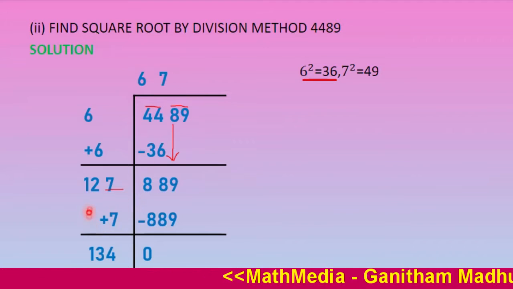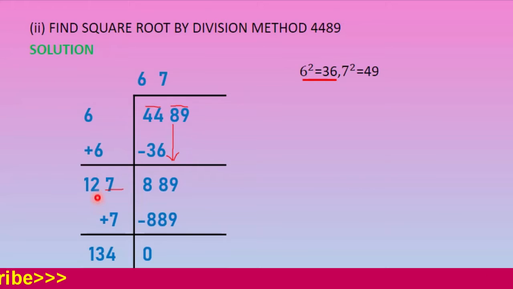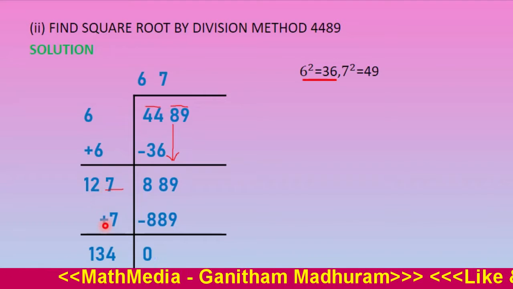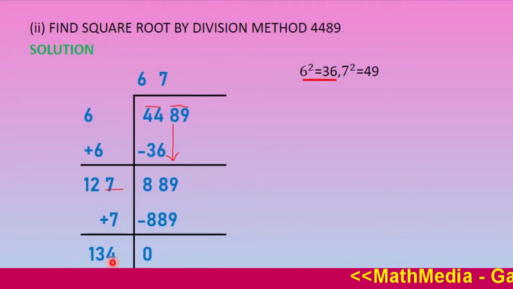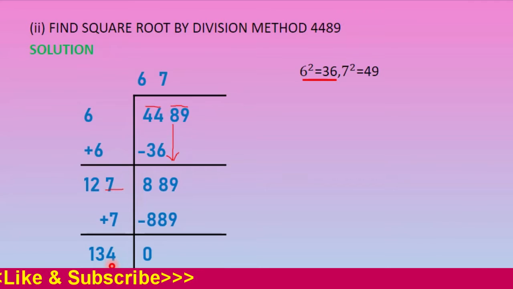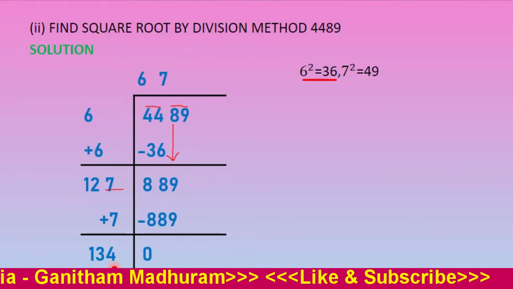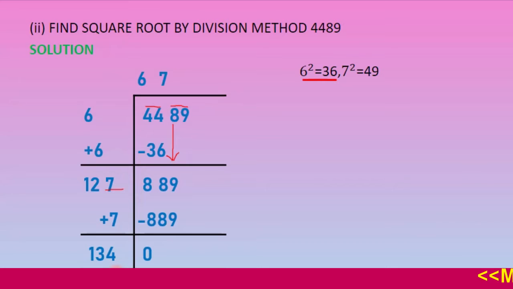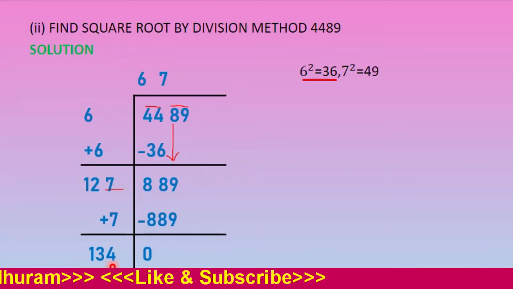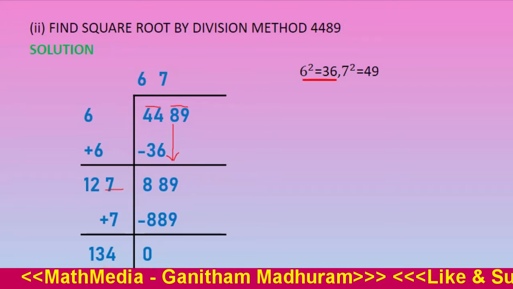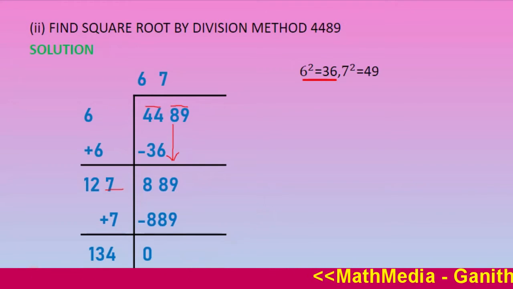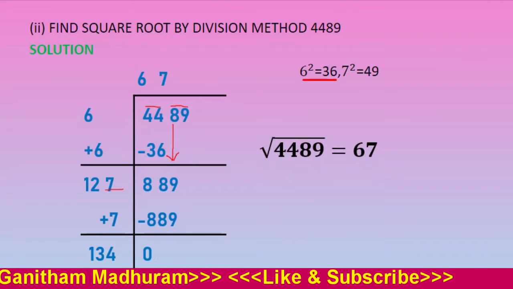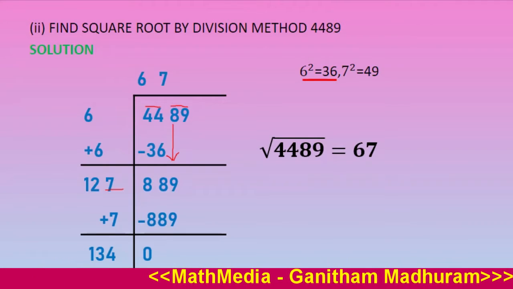Is it clear? Now we can add the divisor. Multiplication of the divisor will be written in the dividend column and we can add the divisor, we will get 134. Now you can check whether 67 into 2 will give 134 or not. 67 times 2 is 134. So the square root we find is correct. So we can say the square root of 4489 is 67.